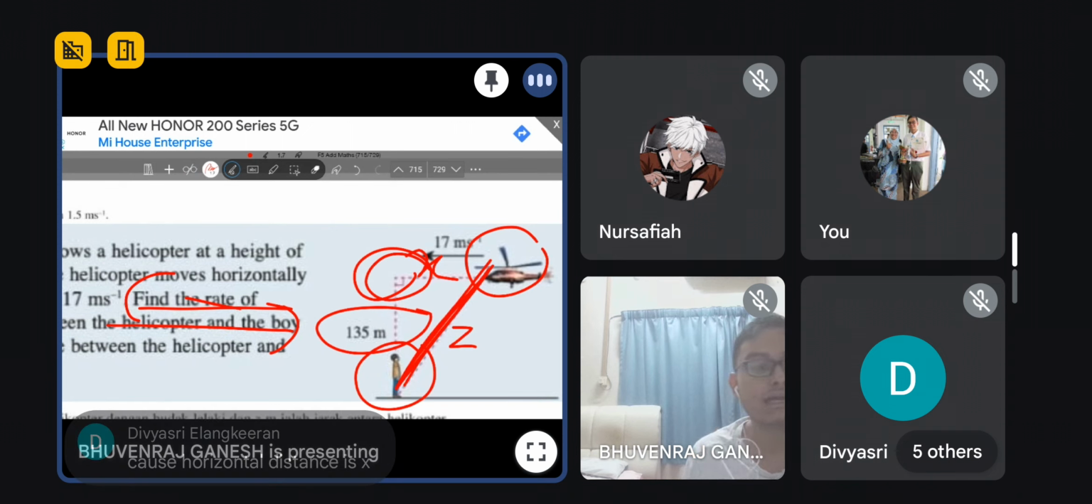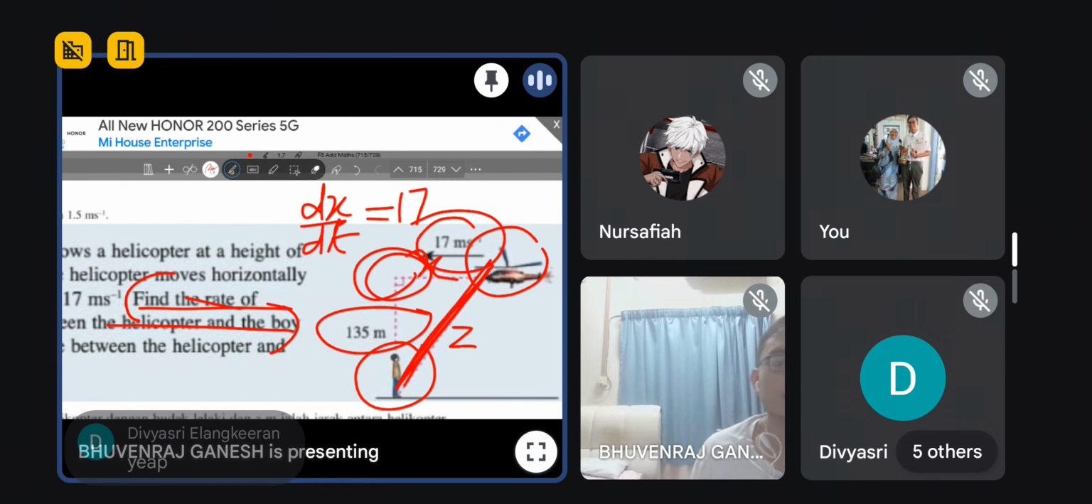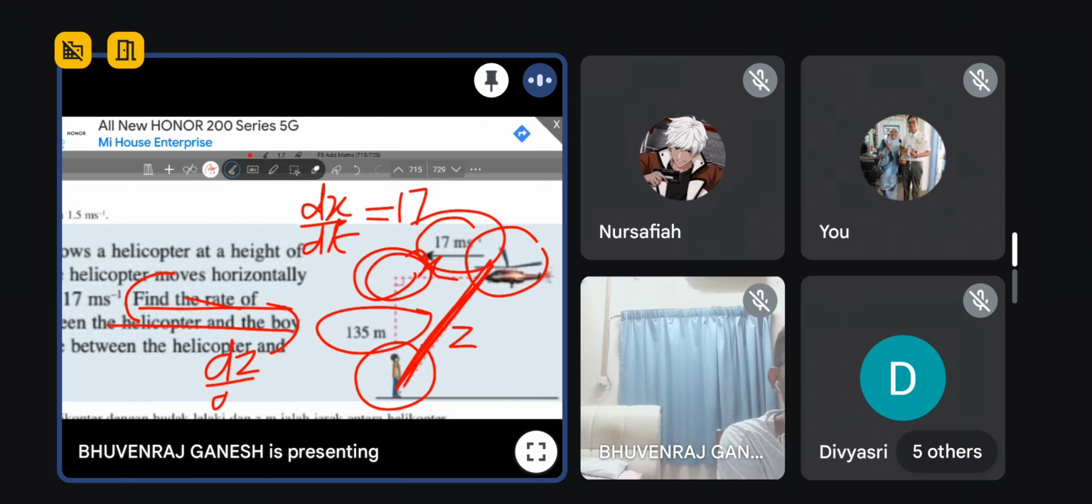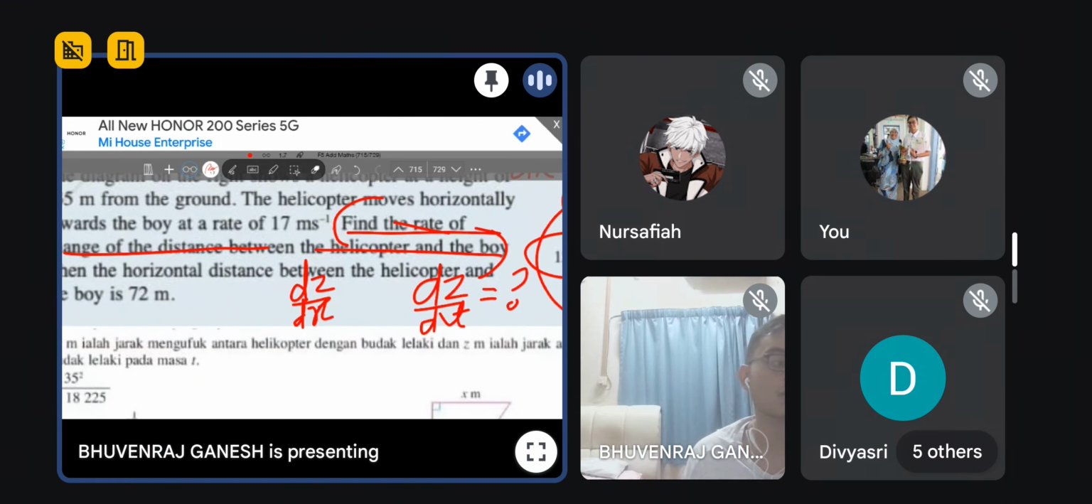Yeah, correct. Your x will be dx dt. dx dt equal to 17. That's how you get the speed. Am I right? Your rate of change of distance will be the speed of the helicopter. So then you must find your dz dt. Okay. So then one more equation is what, guys? You must find your dz dx because you got your Pythagoras theorem. Am I right? Kamu ada persamaan dari theorem Pythagoras. So you can solve already.